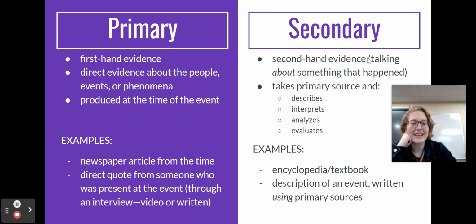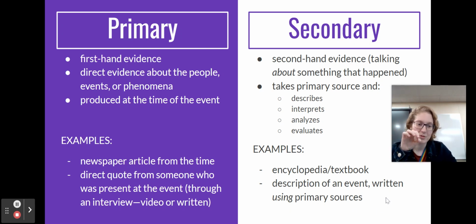Secondary is going to be secondhand evidence, so talking about something that happened. It uses a primary source and describes it, interprets it, analyzes it, evaluates it. This might be an encyclopedia entry or a textbook, but it's a description of an event written using the primary sources. If you were going to quote me in this video, you might say, Miss Bedell said, a secondary source is a description of an event written using primary sources.